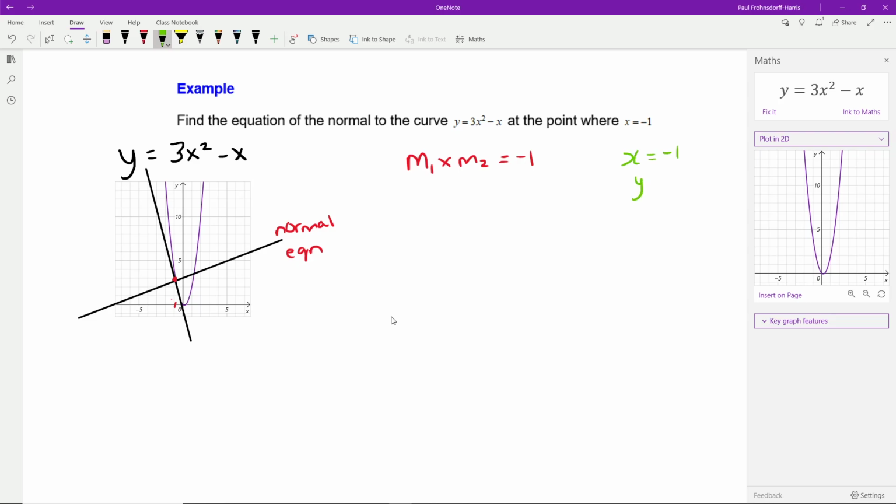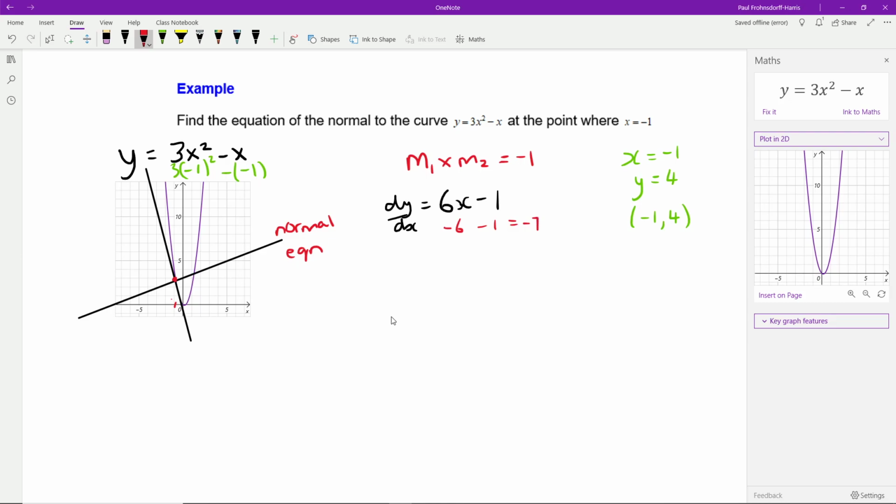It would be quite nice if we had a y value. So let's pop it in. Minus 1 squared, 3 lots of that, minus minus 1. I make that 1, 3, 4. So we've got our x1, y1. We then are going to do our dy/dx. And we get 6x. And that is minus 1. Popping that minus 1 in, we get minus 6 minus 1 equals minus 7.